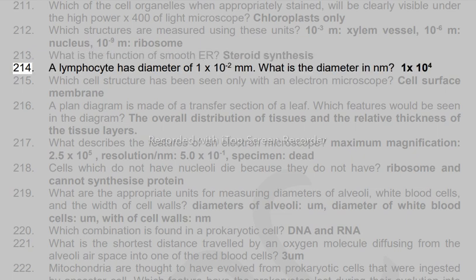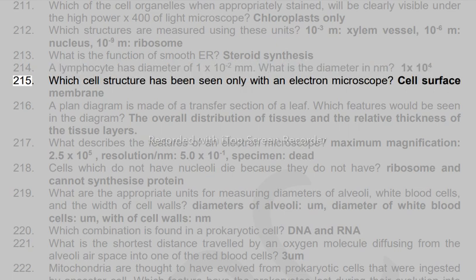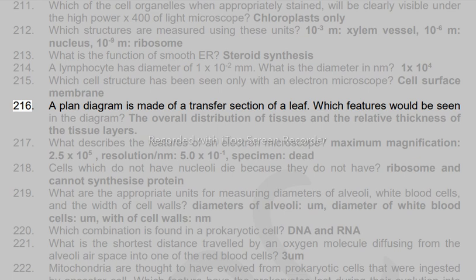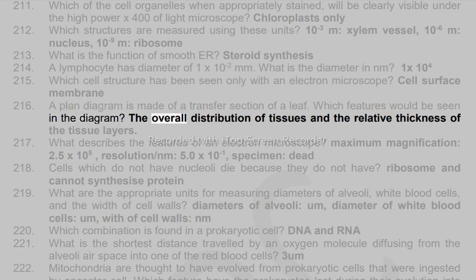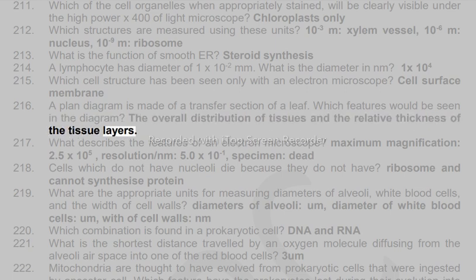Steroid synthesis. 214. A lymphocyte has a diameter of 1 x 10^-2 millimeters. What is the diameter in nm? 1 x 10^4. 215. Which cell structure can be seen only with an electron microscope? Cell surface membrane. 216. A plan diagram is made of a transverse section of a leaf. Which features would be seen in the diagram? The overall distribution of tissues and the relative thickness of the tissue layers.